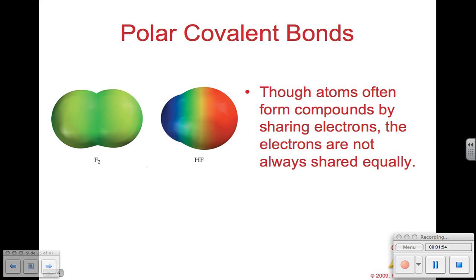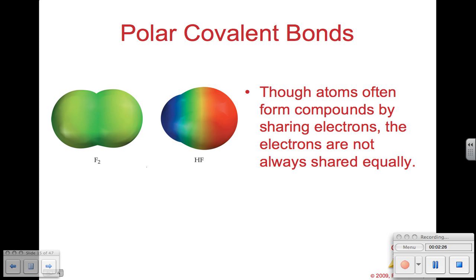So a polar covalent bond: you can have atoms that share electrons evenly, and then you can have atoms that don't share the electrons evenly. And when they don't share evenly, then you get a polar covalent bond. So here we have the same. Though atoms often form compounds by sharing electrons, the electrons are not always shared equally. So our example here, two fluorine atoms are going to share the electrons equally because they're identical atoms.